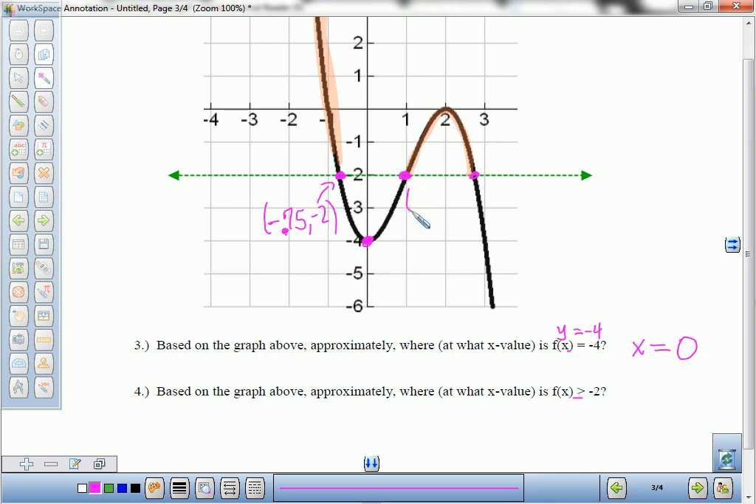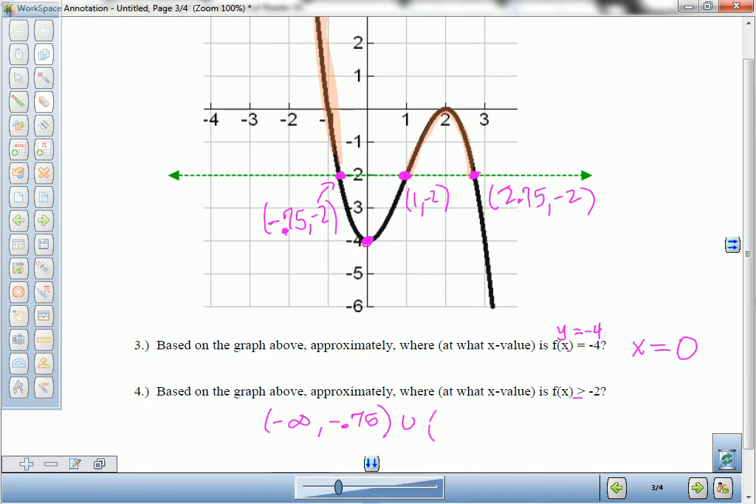This one's real easy to see. This one's 1, negative 2. What would you call this one? About 2? 2.75? Okay. Okay, in just a moment, I'll show you actually how to find these points specifically on your calculator. So, where is it above that? So we would say from negative infinity to negative 0.75. And then again, from negative 2, negative, that's not negative 2, this is a positive 1 to 2.75.